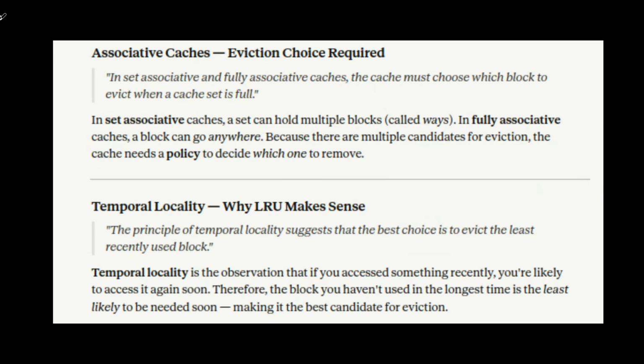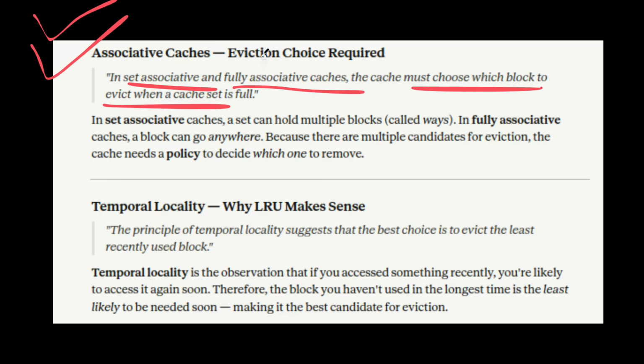Okay, but when I am talking about associative caches, that is set associative caches, eviction requires some choice. That is, in set associative and fully associative cache, the cache must choose which block to evict when a cache set is full. So that means we have to decide in associative, set associative, fully associative, because there are different ways in which it is arranged.